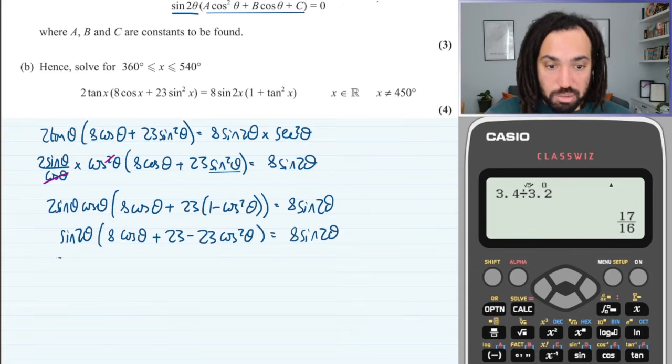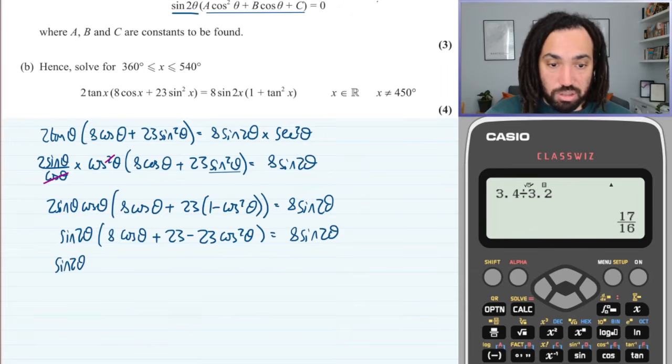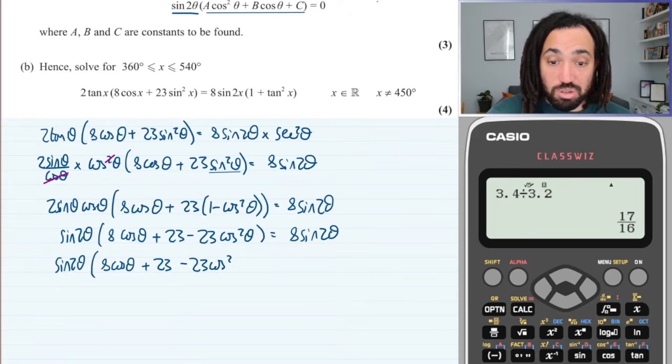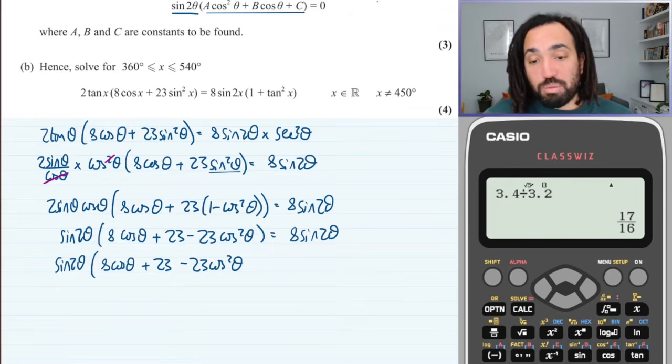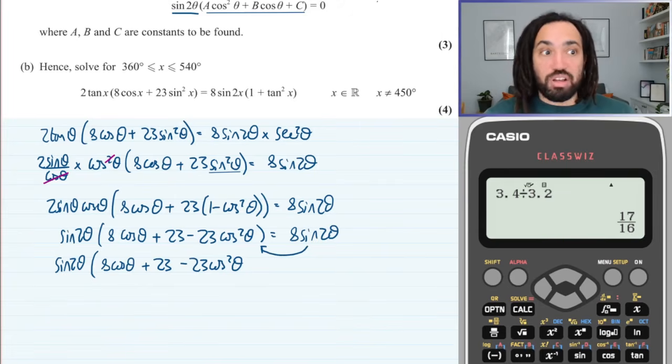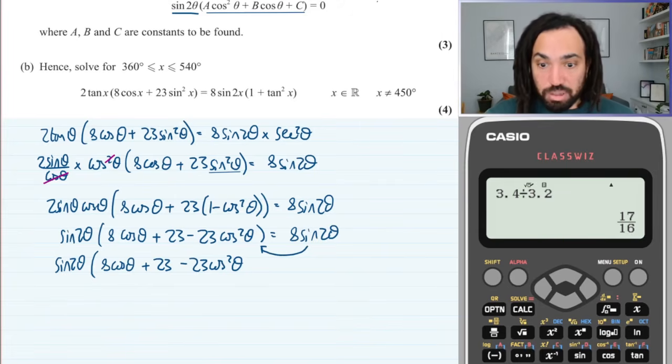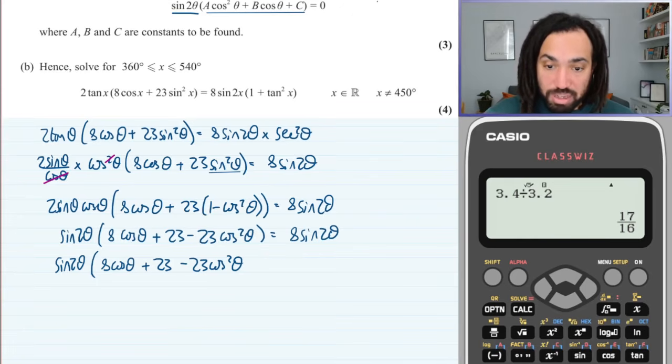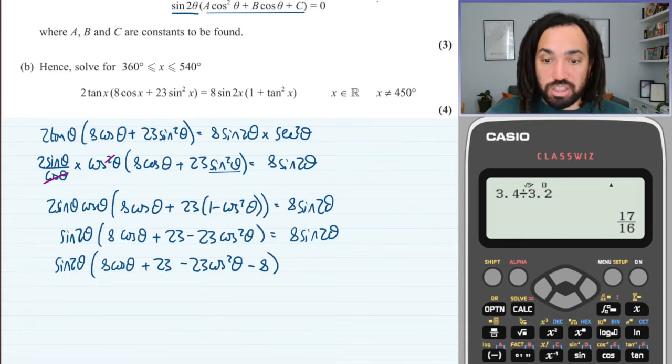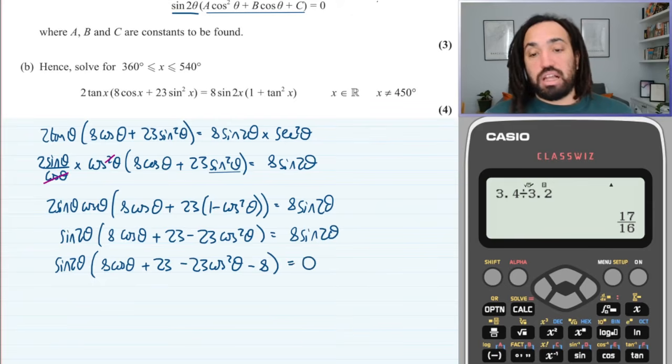So what we can do now is we can say how many sine 2 thetas have we got? We have 8 cos thetas of them. We've got 23 of them. We've got minus 23 cos squared theta of them. And then when we move this to the other side and factorize out the sine 2 theta, we'll have another minus 8 of them. So I can say we have another minus 8 sine 2 thetas in total, and that equals 0.